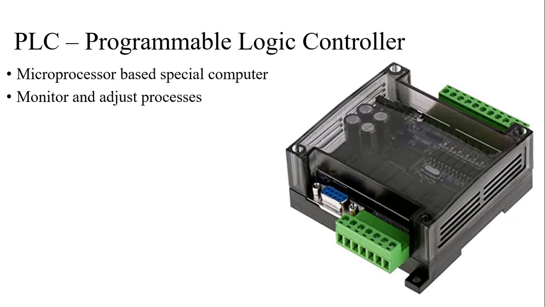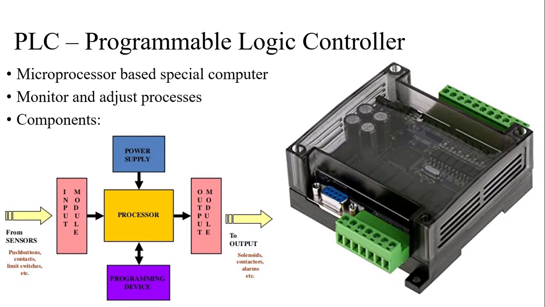Monitor means to check. It is always checking. Monitoring means checking, and adjusting the processes. Adjust according to the environment. Adjust according to the conditions of the process. Fine. So what are the components of a programmable logic controller? It is a very small computer. You can see over here, there's a processor. It's a central processing unit. Correct. It does not have any monitor.